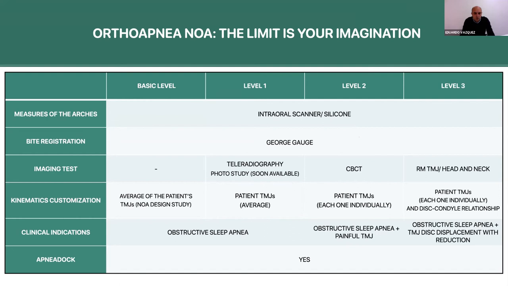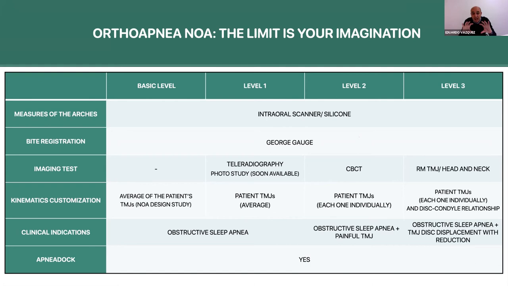Before, during the development of the NOA, we made a lot of calculations on the average kinematics of the general population. And we use this for what we call the basic level of design. With this basic level of design, you still have mouth opening control and customization. So if you want the patient to be able to open less than 10 millimeters, you can provide this information. You can customize it. In this sense, you can customize the degree of lateral movement also. So you still have a big degree of customization. But the kinematics that the device provides is an average of the general population.